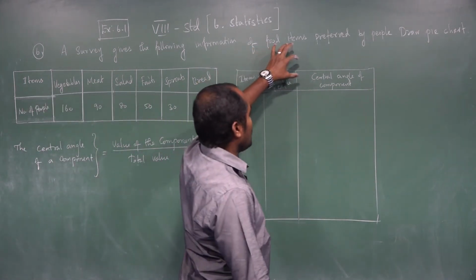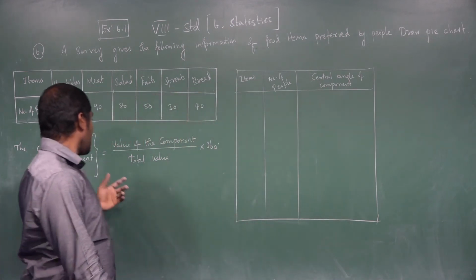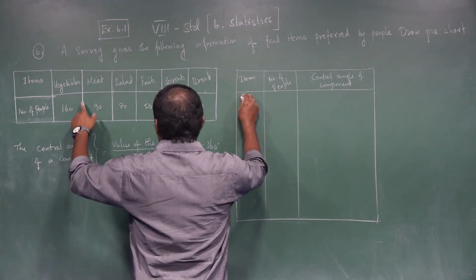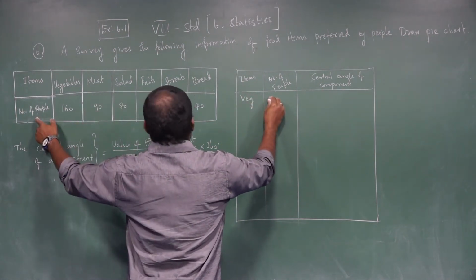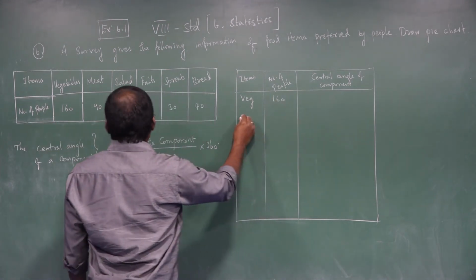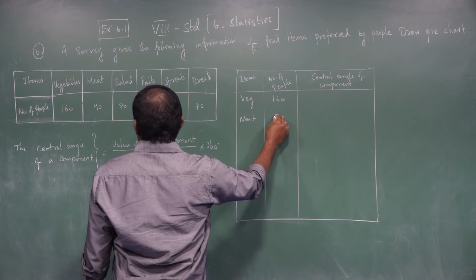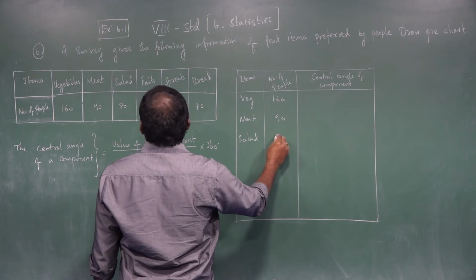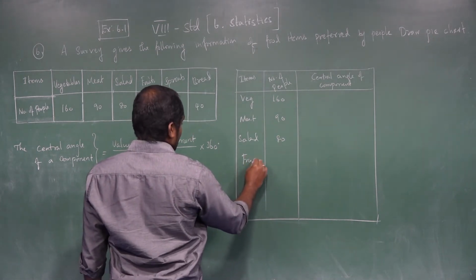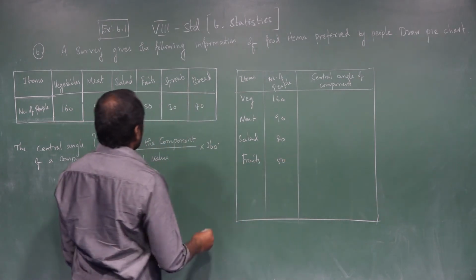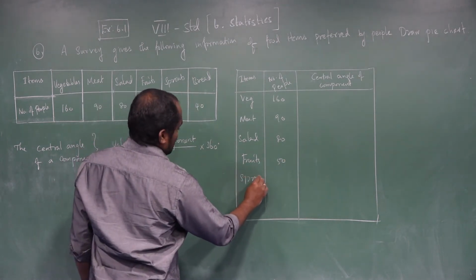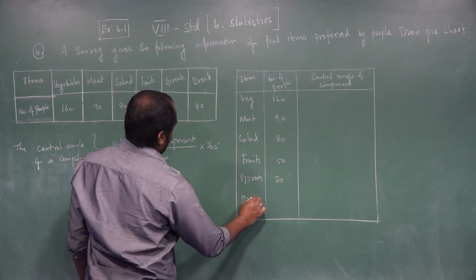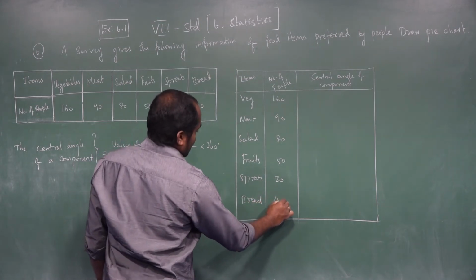The table has items, number of people and central angle of component. The central angle of component is value of the component by total value into 360 degree. Item name vegetable, number of people 160. Next meat, 90. Next salad, 80. Next fruits, 50. Next water, 30. Last bread, number of people is 40.